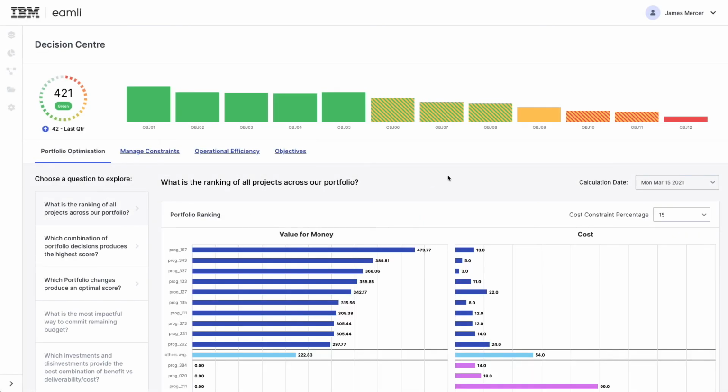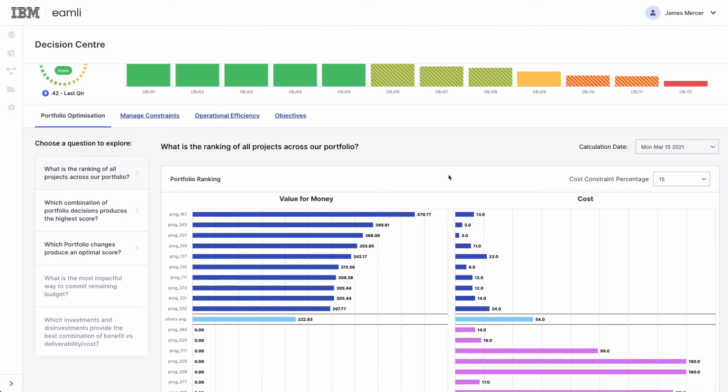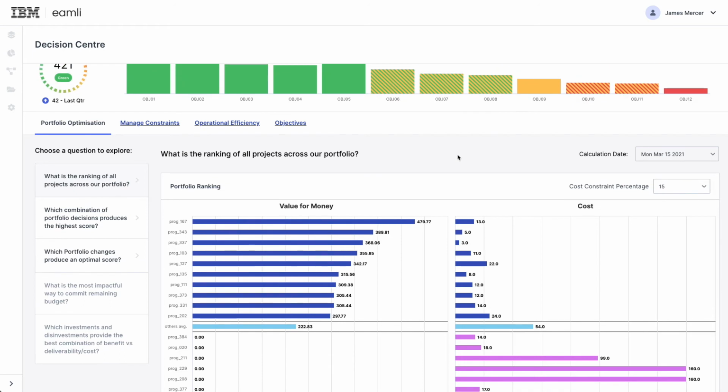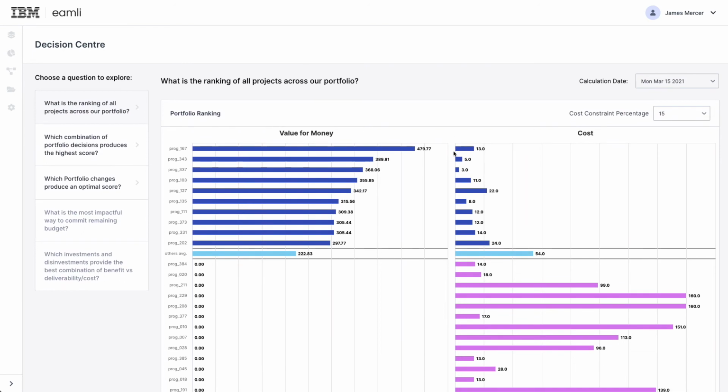The Eamli Decision Center allows organizations to improve their portfolio performance by first considering a constraint, in this example a 15% budget reduction, before optimizing their portfolio around that constraint. Our first question shows the stack ranking of all the projects in the client's portfolio. Projects are ranked by value for money, the score of how much they contribute to the objectives divided by their total cost, and also by their cost.